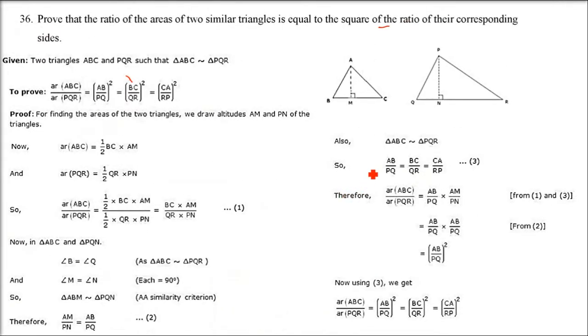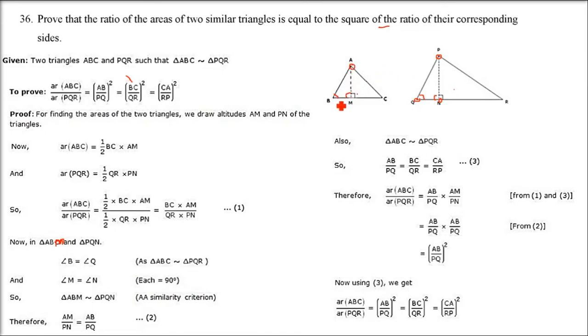Now two of these are sides, BC and QR, but the other two are not sides. These are perpendiculars, AM and PN. We will try to do something so that AM by PN becomes a ratio of sides. So we take the left part of both the triangles, that is, triangle ABM and triangle PQN. Angle B and angle Q are equal because they are similar. Angle M and angle N are equal because they are 90 degrees. Since one more angle is equal, the angle similarity criterion is fulfilled.